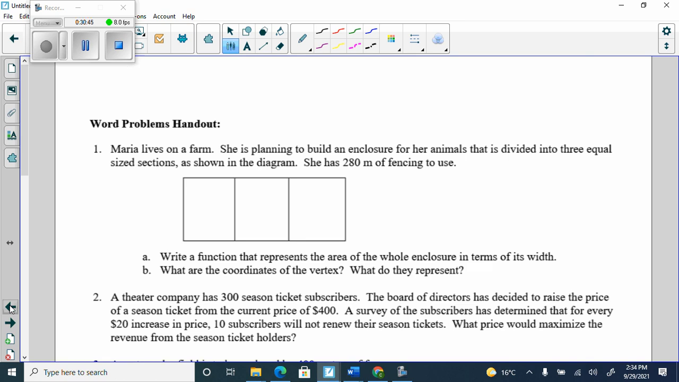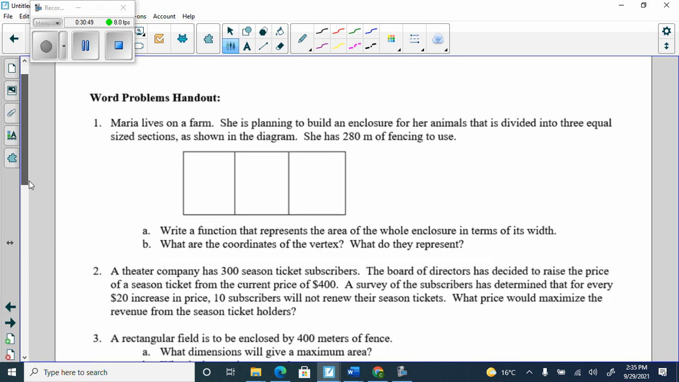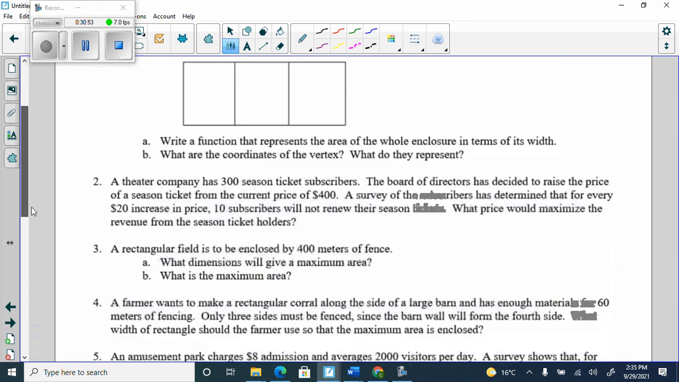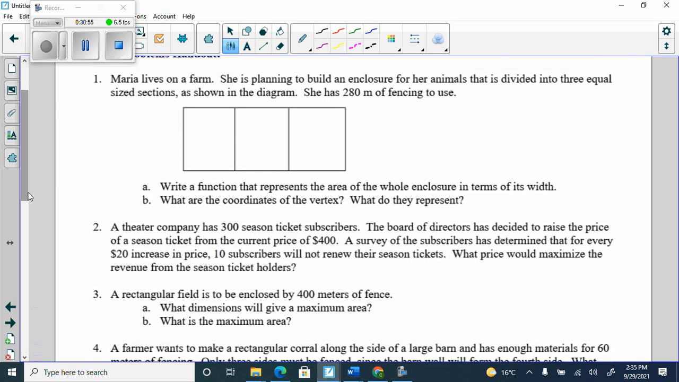I need to get a perimeter. I need to get an area. This is page 14. So the key thing you have to realize, I need to come up with a perimeter. So it says Maria lives on a farm. She's planning to build an enclosure for her animals that is divided into 3 equal-sized sections. 1, 2, 3 equal pens. She has 280 meters of fencing.